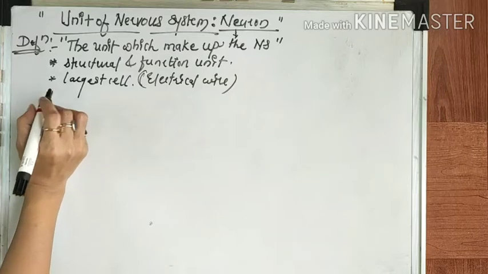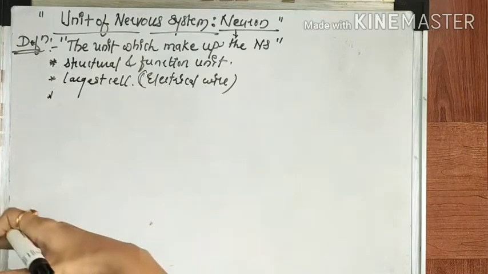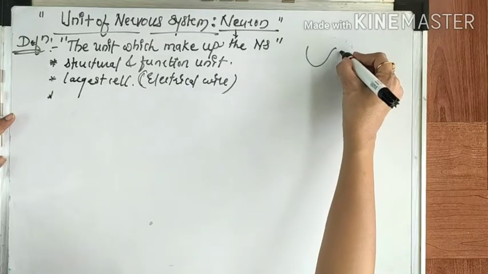So the neuron contains some basic parts like any other animal cells, but its structure is specially adapted to carry signals. Those signals are known as electrical impulses or nerve impulses. So we will see this first. I will draw the structure of the neuron and after that I will explain exactly what it is. Okay, so here I am drawing the structure of the neuron.